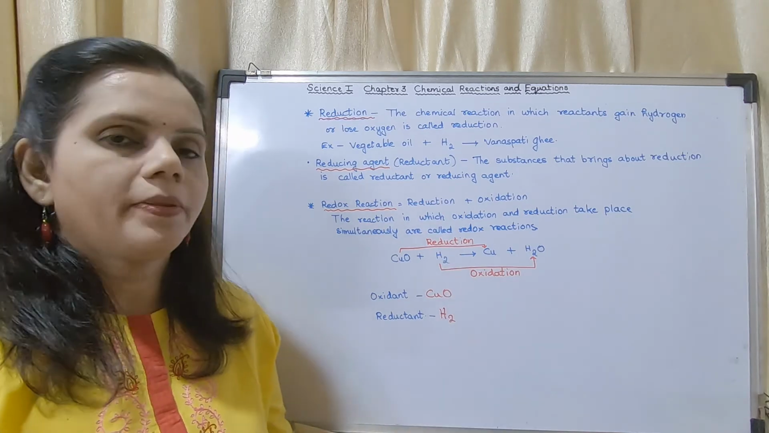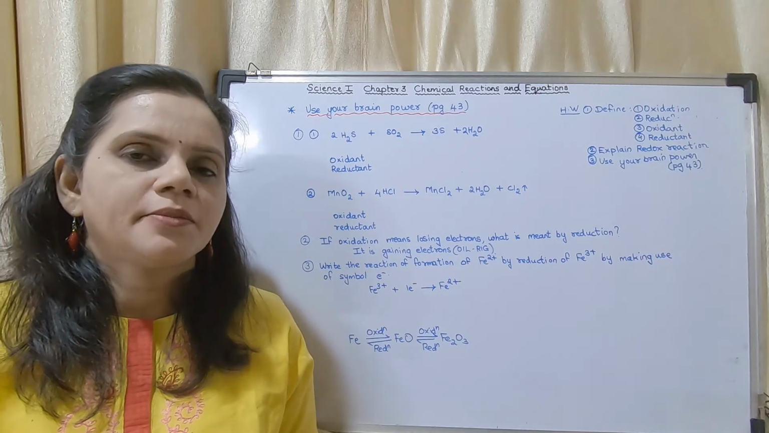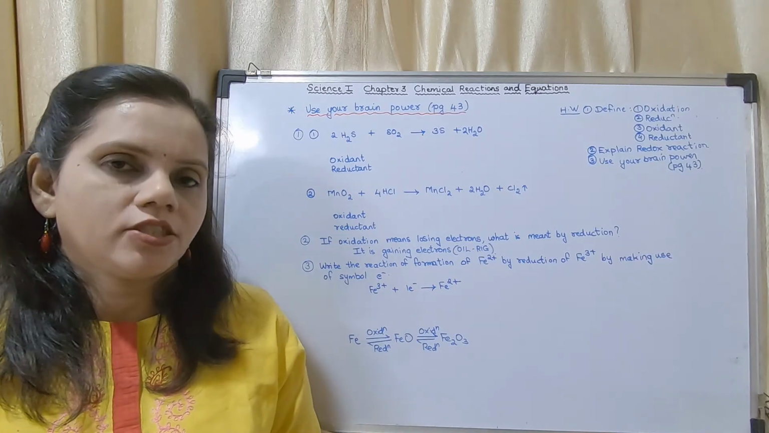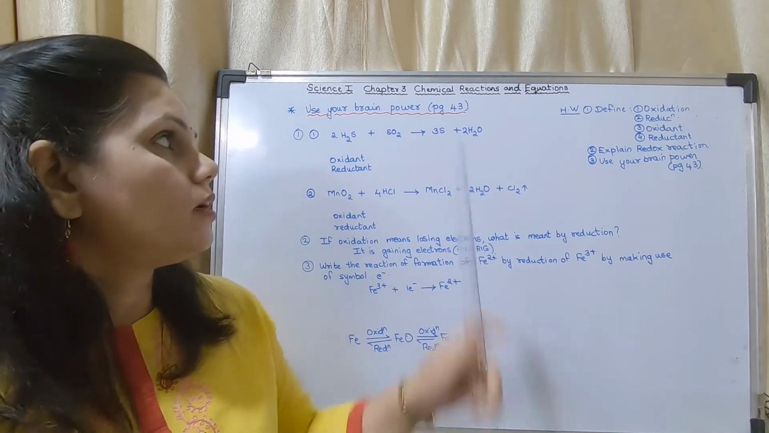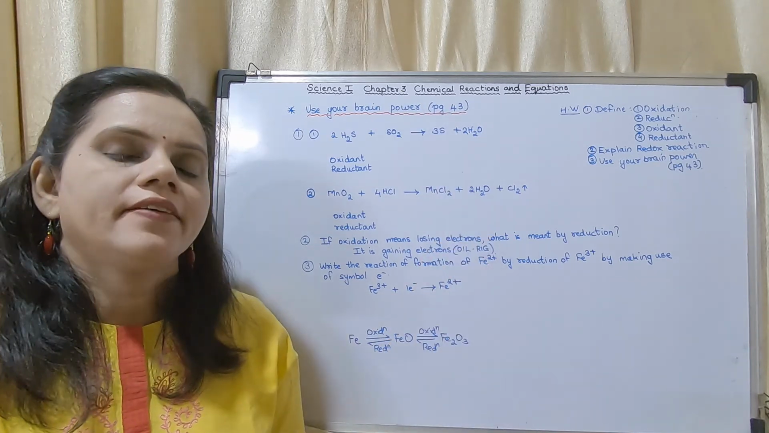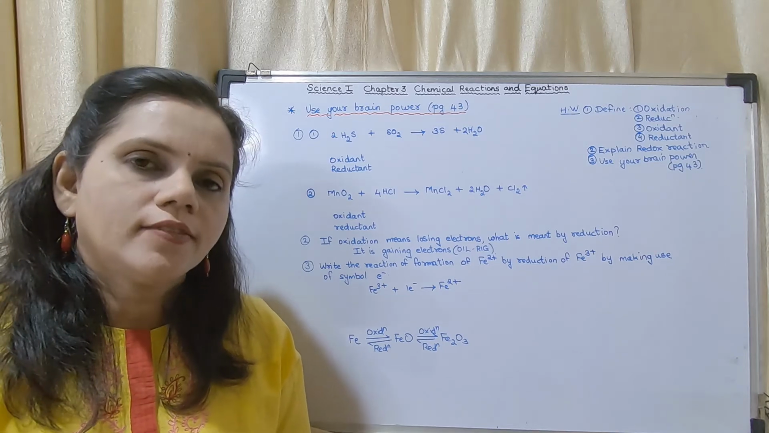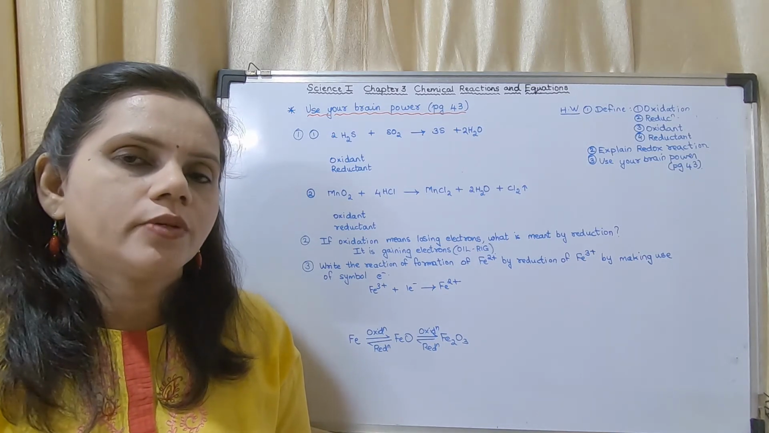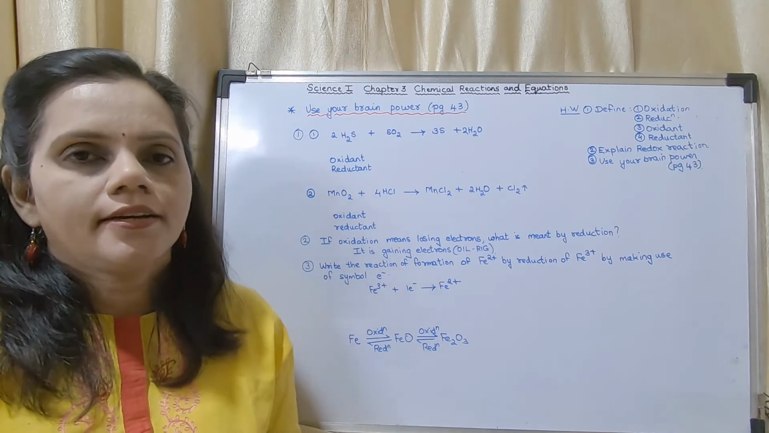Okay, you may copy. So this is the next part on page number 43 about redox reactions. Okay, use your brain power, page 43. They have given you 2 equations. You have to write which one is oxidation, which one is reduction, and you have to write which one is oxidant and which one is reductant.